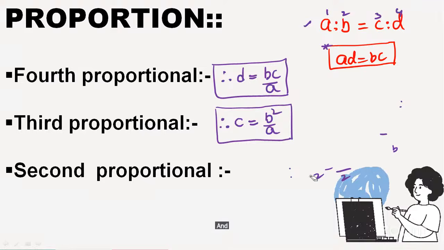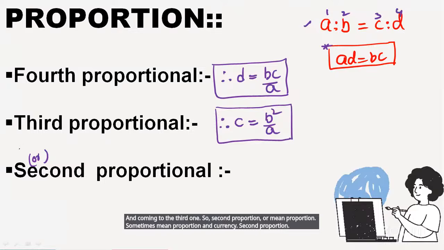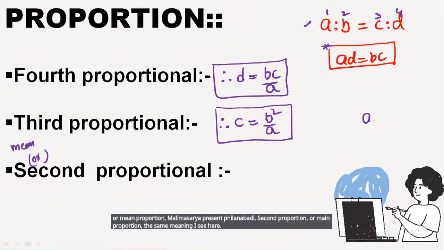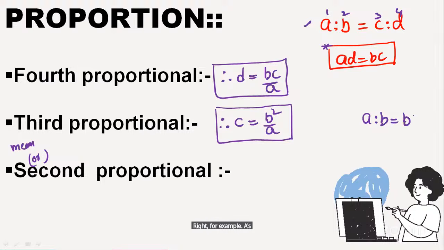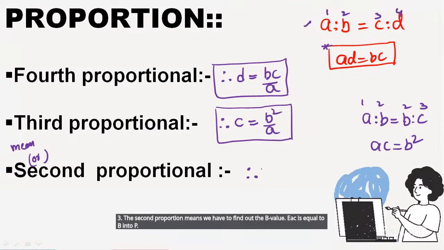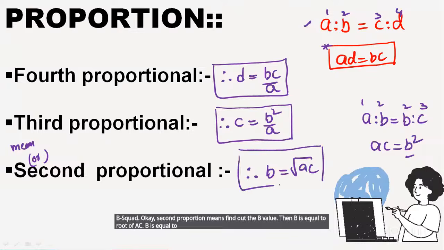And coming to the third one. Second proportion or mean proportion. Second proportion or mean proportion is the same meaning, guys, here. Right, for example, A is to B is equal to B is to C. 1, 2, 2, 3. So second proportion means we have to find out the B value. AC is equal to B into B, B square. Then B is equal to root of AC.